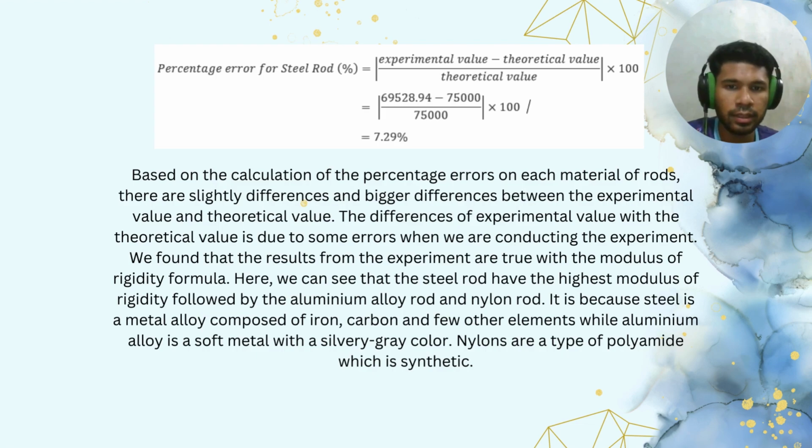Here, we can see that the steel rod has the highest modulus of rigidity, followed by the aluminum alloy rod and nylon rod. It is because steel is a metal alloy composed of iron, carbon, and a few other elements, while aluminum alloy is a soft metal with a silvery grey color. Nylon is a type of polyamide which is synthetic.